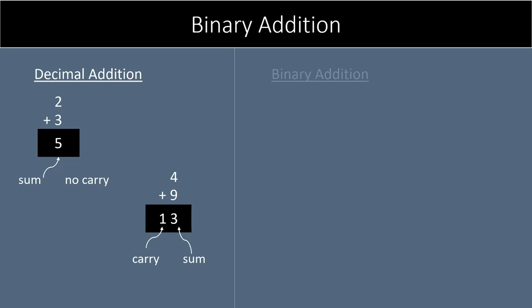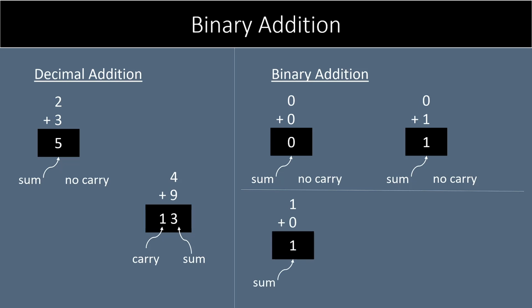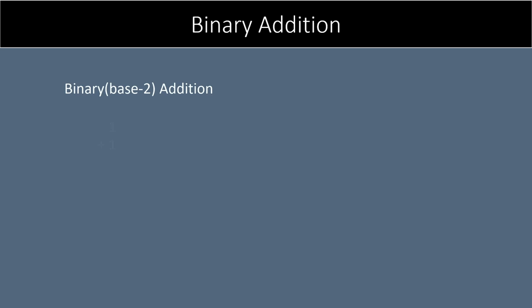Now let's get into binary addition. First, 0 plus 0 is sum 0 and there is no carry. Second, 0 plus 1 is sum 1 and no carry. Third, 1 plus 0 is sum 1 and no carry. And the fourth one, 1 plus 1 is sum 0 and carry 1. Let us understand the last one in more detail. Binary 1 plus 1 is sum 0 and carry 1.